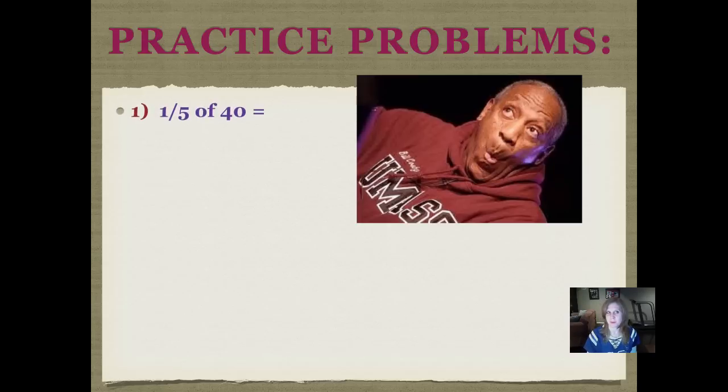So let's do a practice problem. Number 1, 1/5 of 40. Now remember, way back in the multiplication lessons, we talked about how when we have a multiplication symbol, we can also use the word of. So if we have 3 of 3, that means we have 3 groups of 3, or 3 times the amount 3. So 1/5 of 40 means 1/5 times 40.